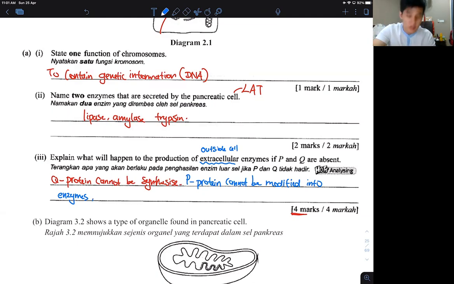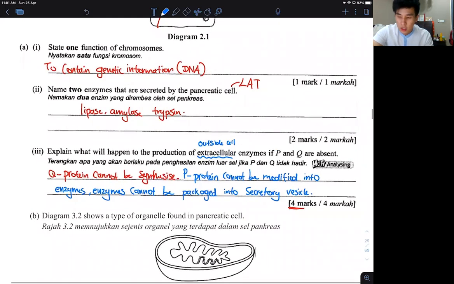And I just continue. Then enzymes cannot be packaged also. So remember, I package into what? Into the secretory vesicle we mentioned just now. Cannot be packaged into secretory vesicle and transported out of the cell. So you can see I mentioned all the three functions of the Golgi apparatus.